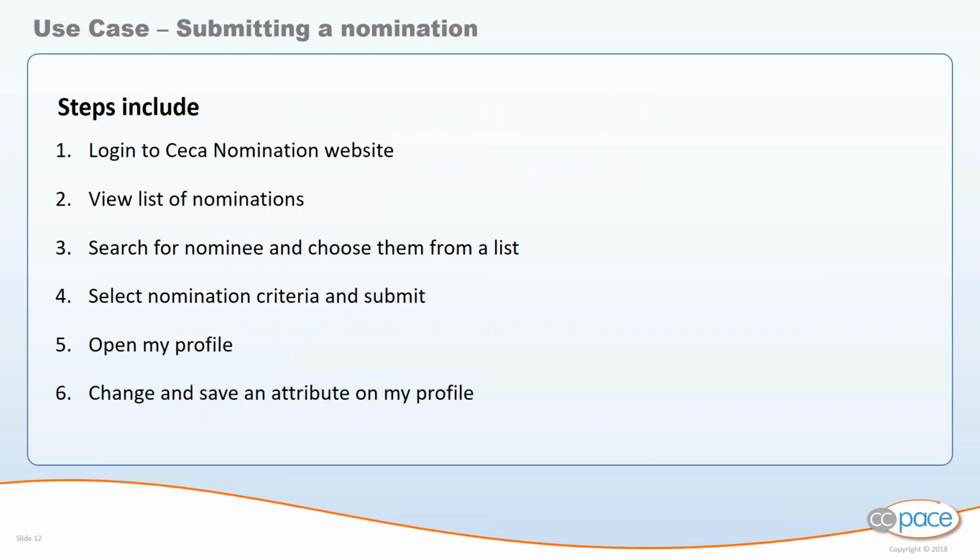So today we're going to automatically submit a nomination. The steps are: log into the Sika nomination website, view a list of nominations, search for the nominee and choose them from a list, select nomination criteria, and submit. We're also going to have another example of opening my profile, opening your own profile, and then changing and saving an attribute.